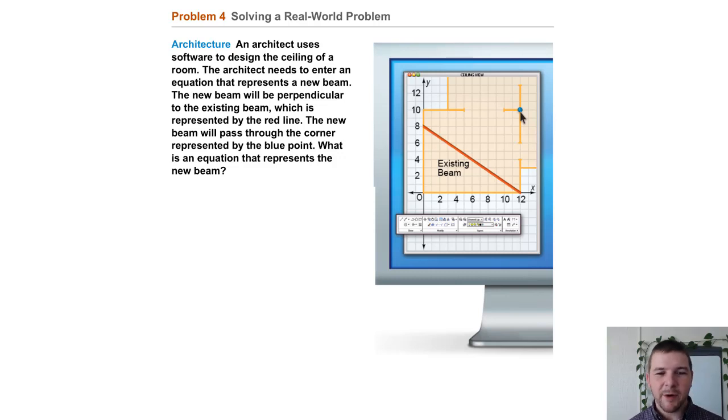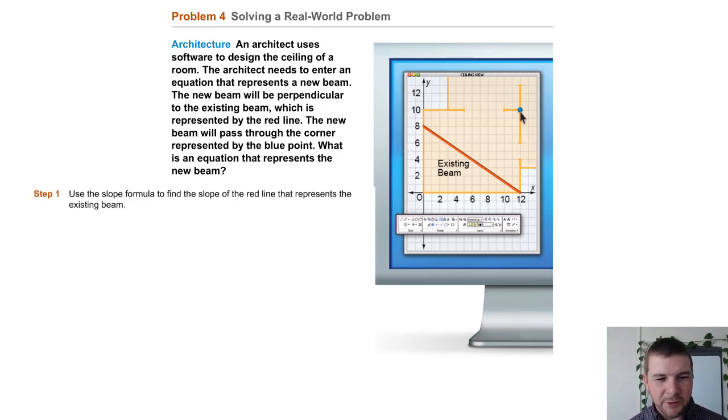The new beam will be perpendicular to the existing beam, which is represented by the red line. The new beam will pass through the corner, represented by the blue point. What is an equation that represents the new beam?